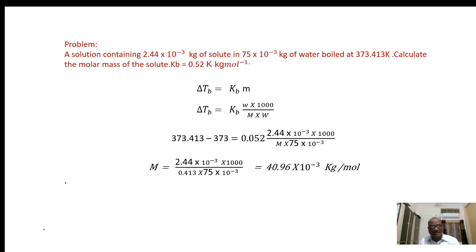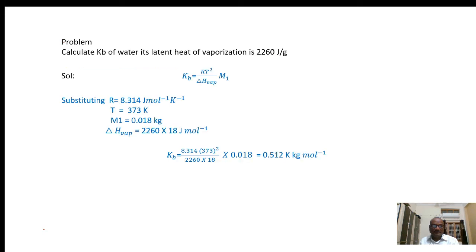Direct problems, all these are. Only one term is missing. Everything is given in the problem. The boiling point of water we have to substitute. It is not there in the problem. It is 373 Kelvin. Right? Okay.